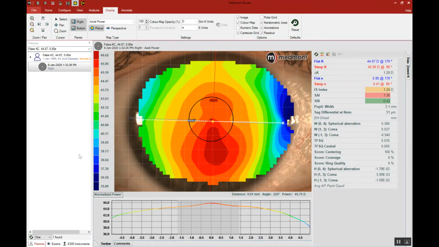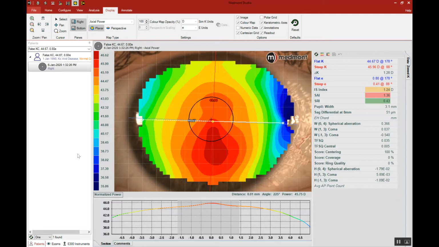This video reviews how we might analyze the anterior surface shape of the eye to determine the patient's potential for quality of acuity. It is also going to discuss the disease detection indices available in your Medmont software. Let's begin with this case.